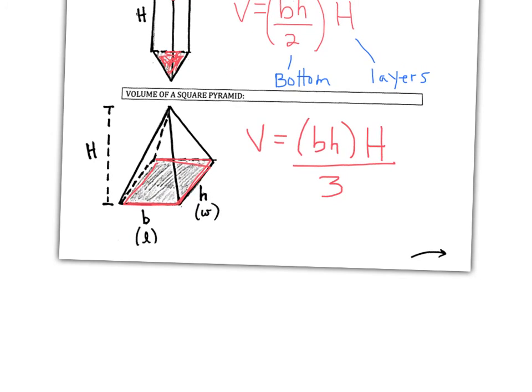And the reason is because actually 3 of these pyramids would fit into one prism. So that's why I'm taking a third. I'm taking the prism and dividing it by 3. Alright, just a few more.